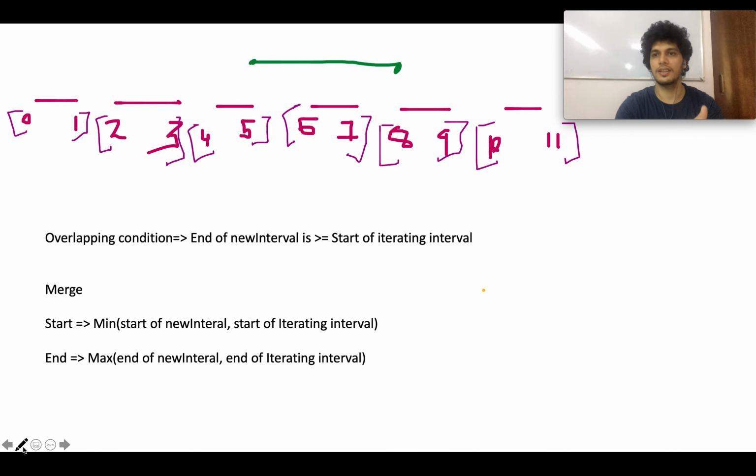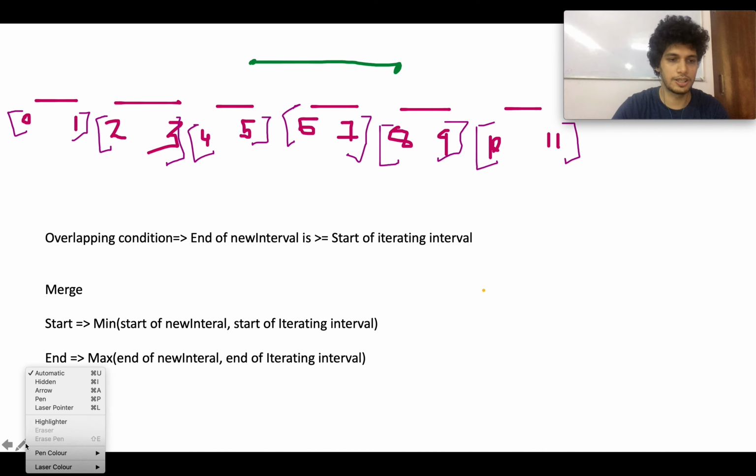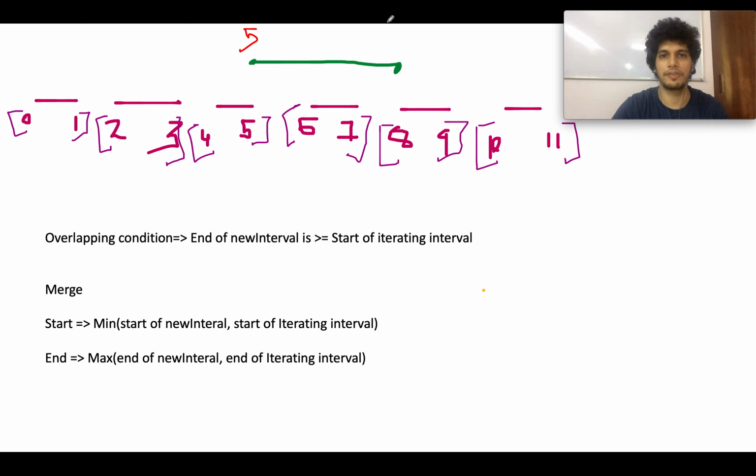So here I have taken another example which was quite similar to the one that was specified in the question. The elements are as follows: 0 1 2 3 4 5 6 7 8 9 10 11, and your merge interval is from 5 comma 8. So here you have 5 and then 8. Let's identify the point which is safe to add in your result. How do you do that?